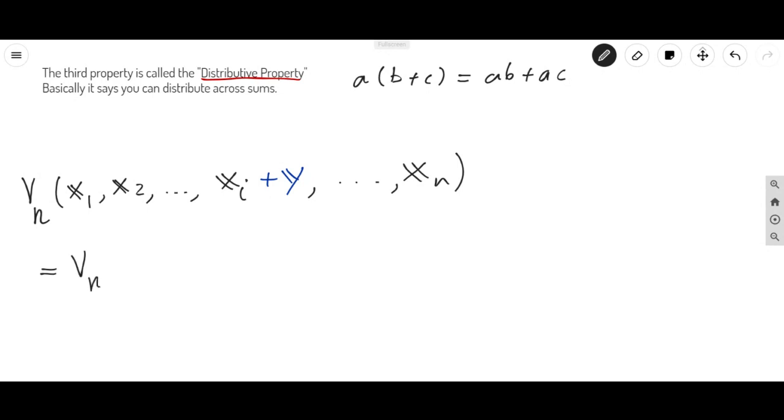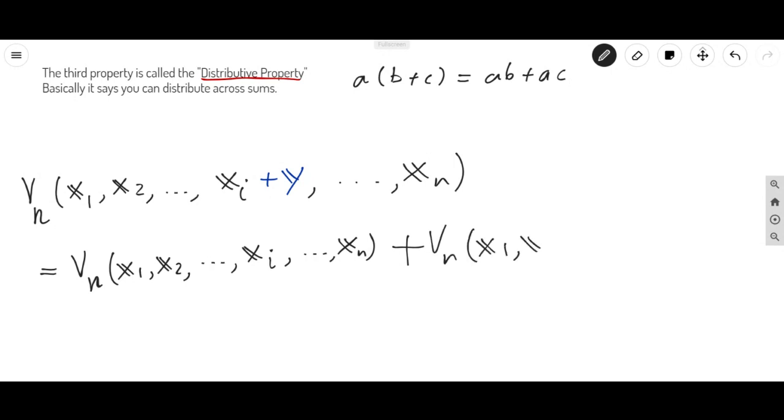multiplication. So in a very similar way, it would be Vn of x1, x2, xi, like that, xn, and then you would have plus Vn of x1, x2, up to, and now you just put in the y. That's the way you do it. And then you have xn, like that. So that's the distributive property.